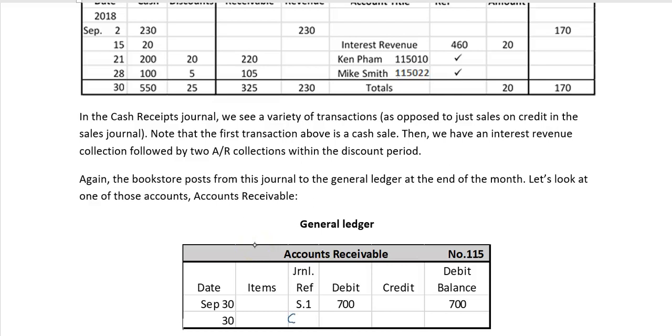So notice that this information is coming from the cash receipt journal. So we are going to go ahead and reference this as CR.3. And we will have a $325 credit coming up from above. And that will leave us with a debit balance in AR of 375 going into October.